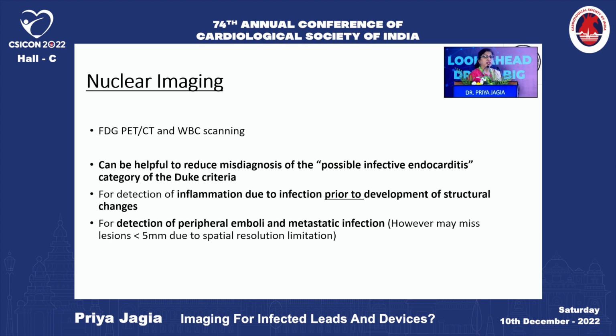Nuclear imaging is another modality which can be added. So FDG PET can be added, and it can be useful to reduce the misdiagnosis of possible infective endocarditis based on the Duke criteria. Also, what is important is it helps you identify the infection early and start your antibiotic prior to development of the structural changes. And also it helps you pick up peripheral emboli and metastatic infection.